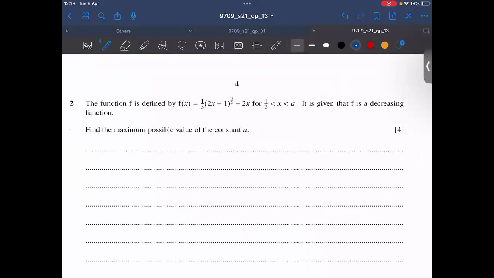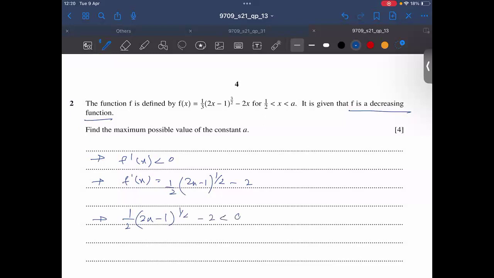This one, you have been said f is a decreasing function. For a function to be decreasing, its derivative must be less than 0. F dash x is less than 0. Then I have 1 over 3, 2x minus 1 to the power of 3 over 2 less than 0. No, I need to first find out f dash of x. F dash of x is basically half 2x minus 1, 1 over 2 minus 2. All right. And then I'm going to keep this less than 0.